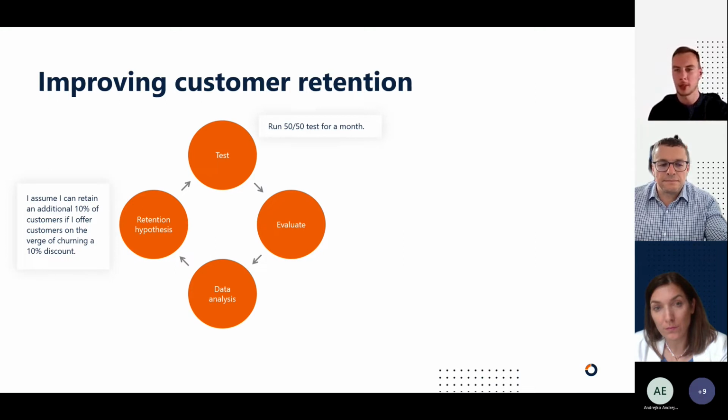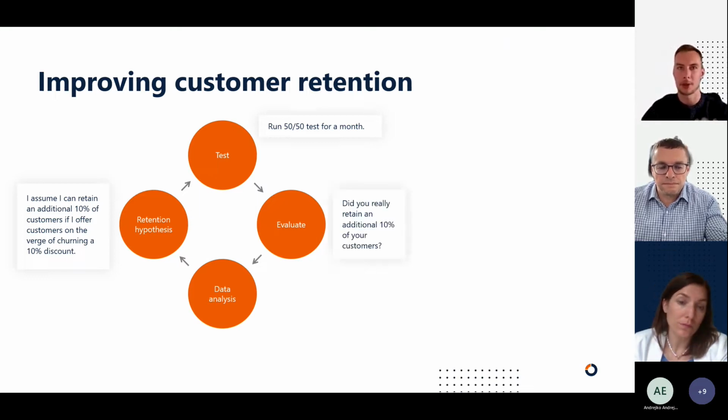Once the month is over, and let's say there is more time, so an additional month or two to collect the data, we would evaluate it. So the question would be, did I actually manage to retain an additional 10% of my customers? Even if the answer is yes or no, we still need to do some data analysis.